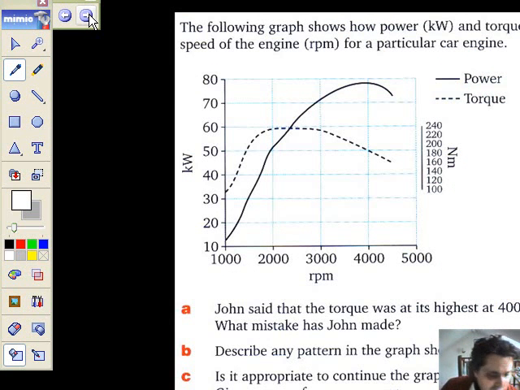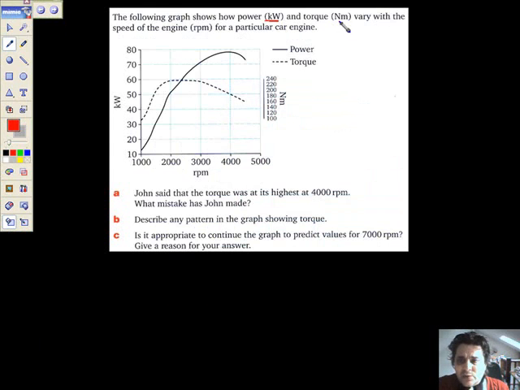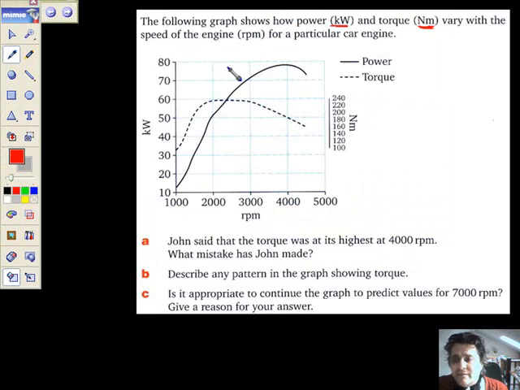Right, this is question 2 on page 113, grade C rated. Now the following graph shows how power in kilowatts and torque in Newton meters vary with the speed of the engine in revolutions per minute for a given car engine. Okay, so we've got power, torque, the ability of the engine to turn and to cause acceleration to occur, and speed. Of course, you know about RPM, don't you? Right, so let's see what John's saying.